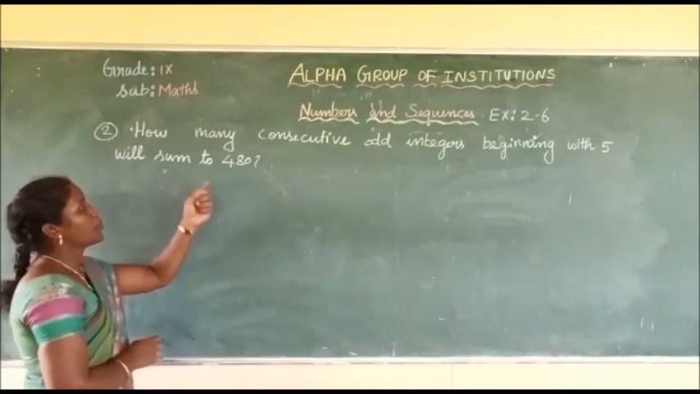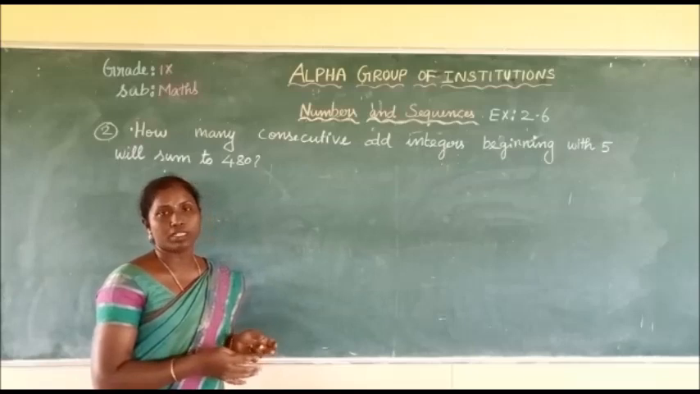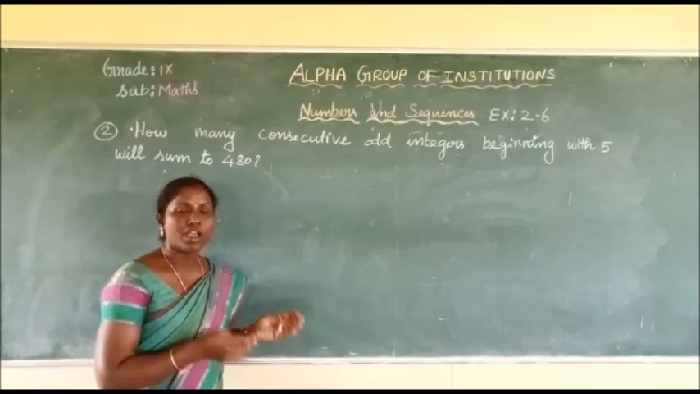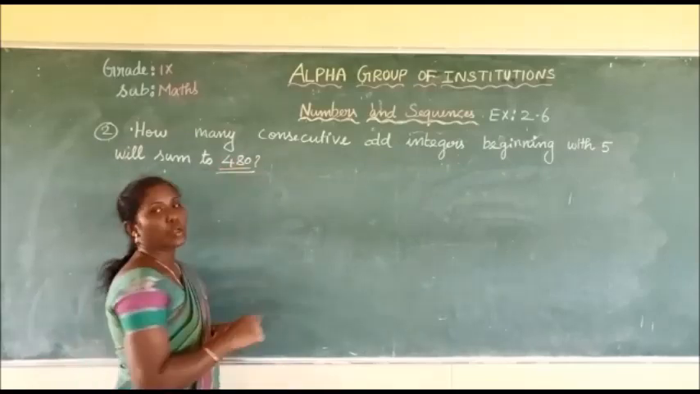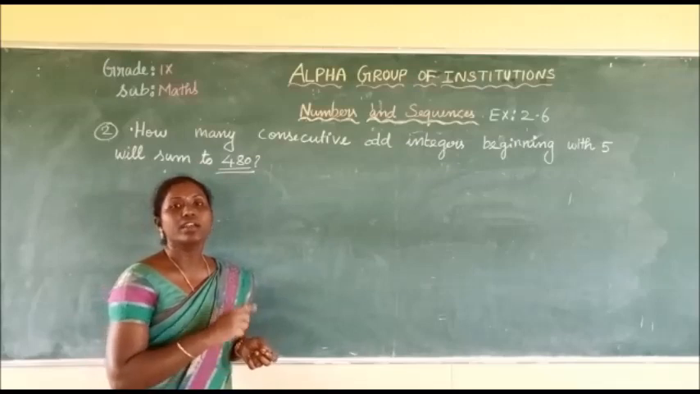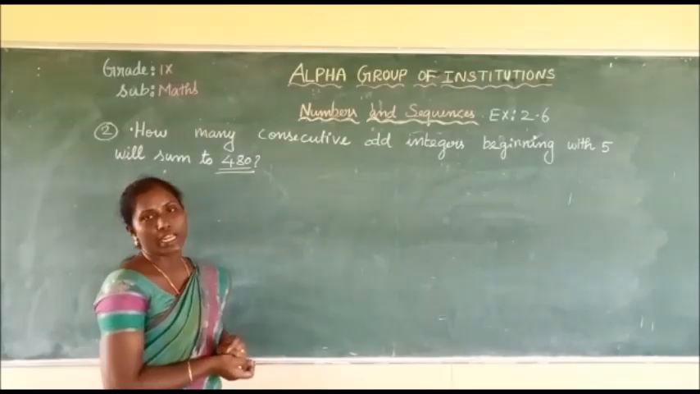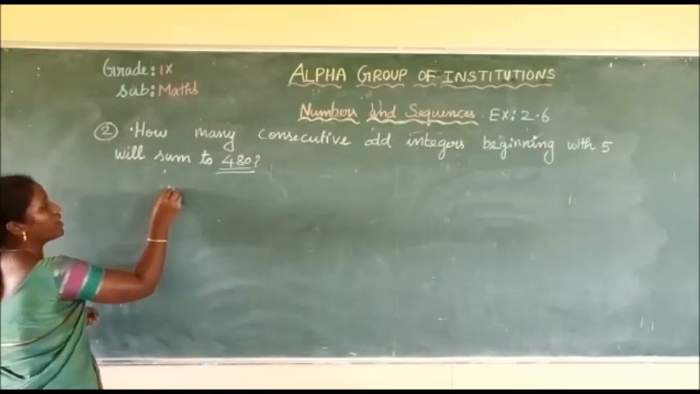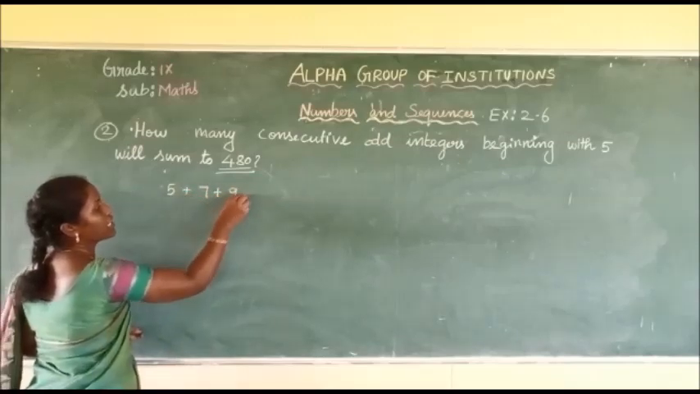They will sum up to 480. They are adding a certain number of odd numbers from 5, maybe up to 20, up to 30, and the answer of the summation is 480. The question here is we have to find how many terms they added to get the answer 480. From the given, we can form an arithmetic series. The consecutive odd numbers form an arithmetic series.